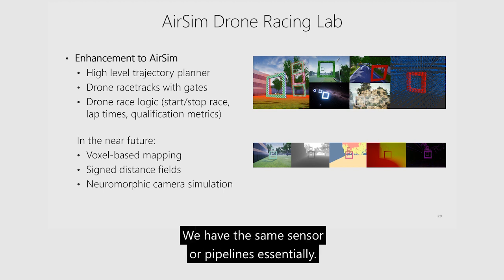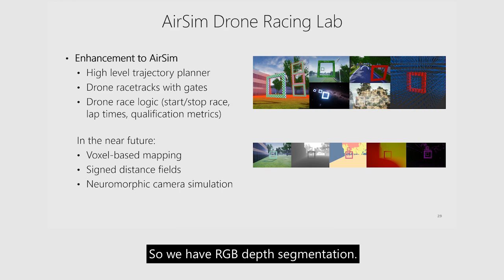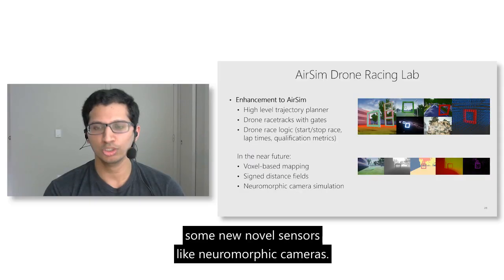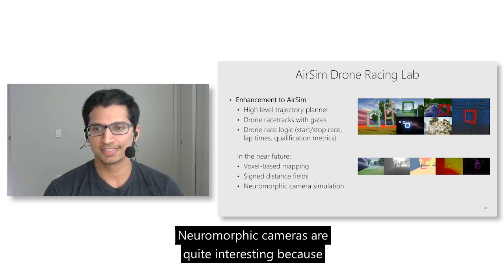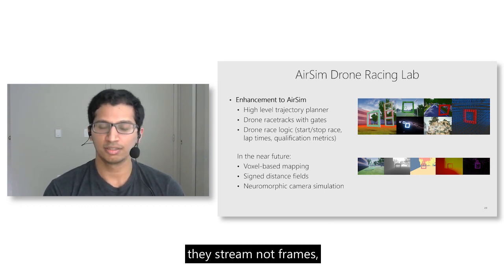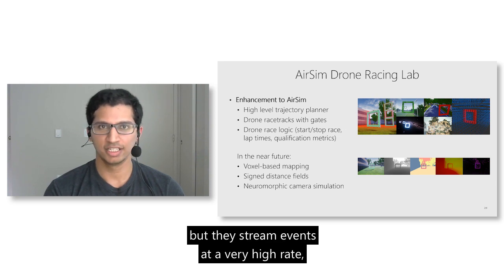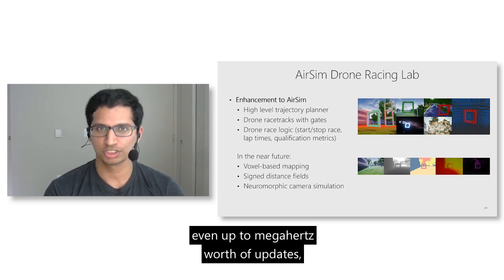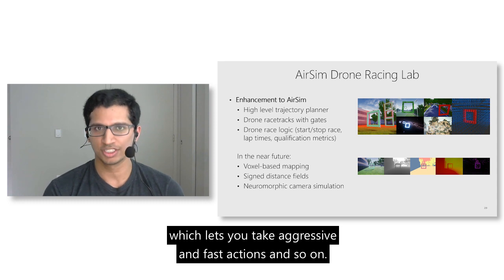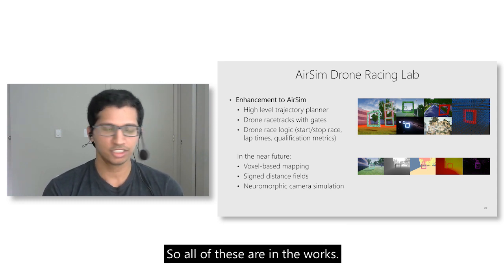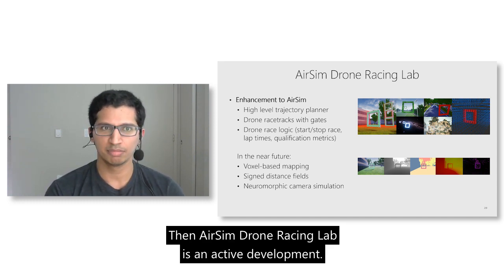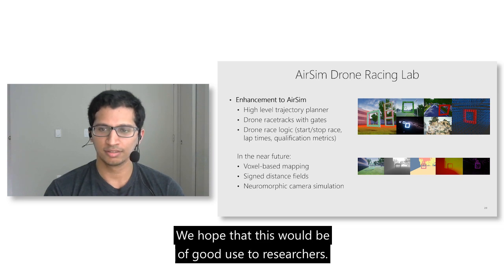We have the same sensor pipelines essentially. So we have RGB, depth, segmentation, but we are also adding some new novel sensors like neuromorphic cameras. Neuromorphic cameras are quite interesting because they stream not frames, but they stream events at a very, very high rate, even up to megahertz worth of updates, which lets you take aggressive and fast actions and so on. So all of these are in the works, and AirSim Drone Racing Lab is in active development. And yeah, we hope that this would be of good use to researchers.